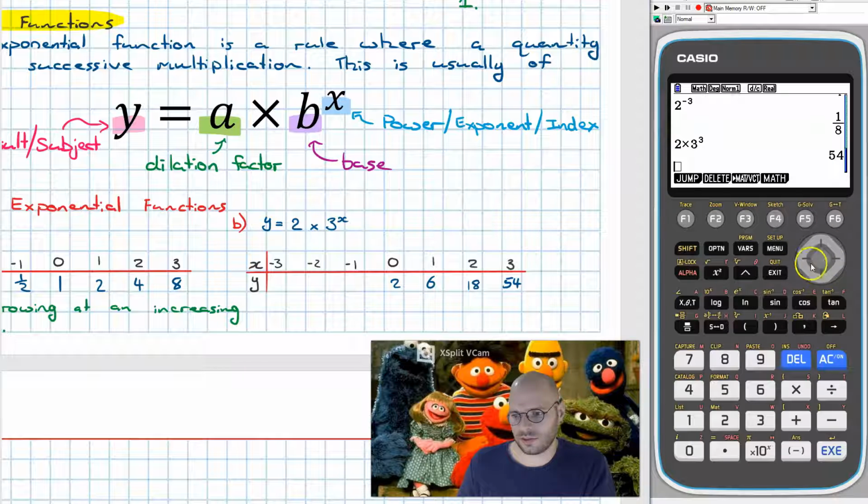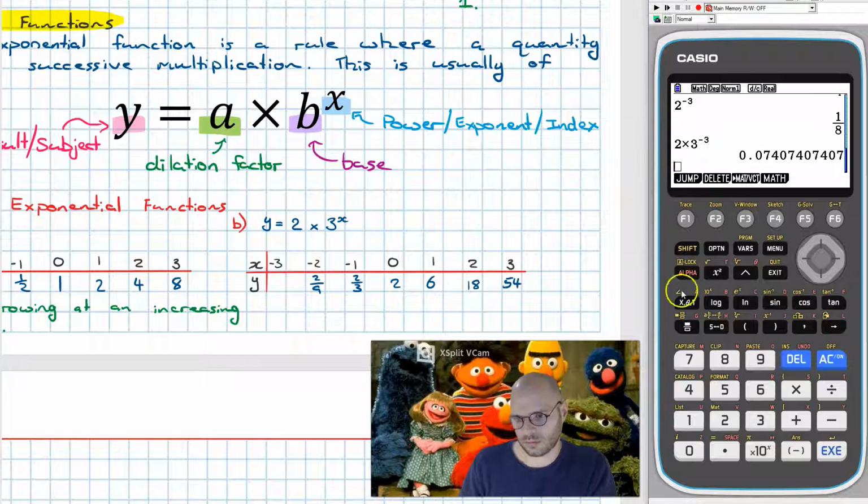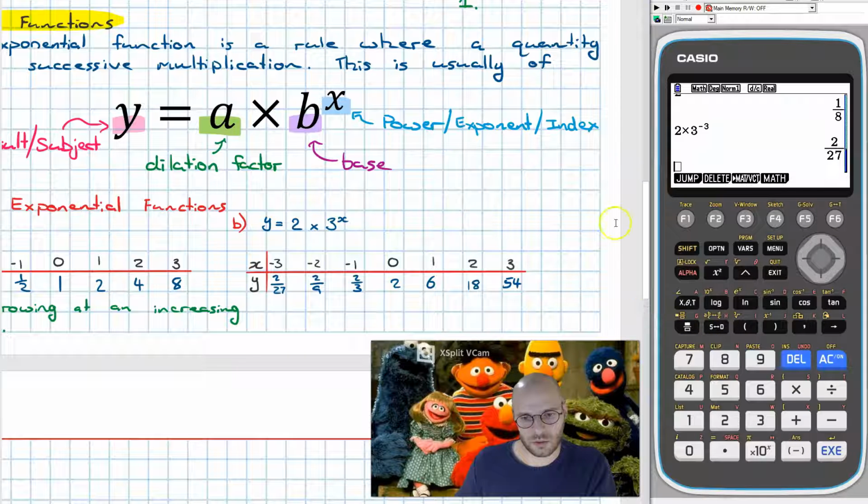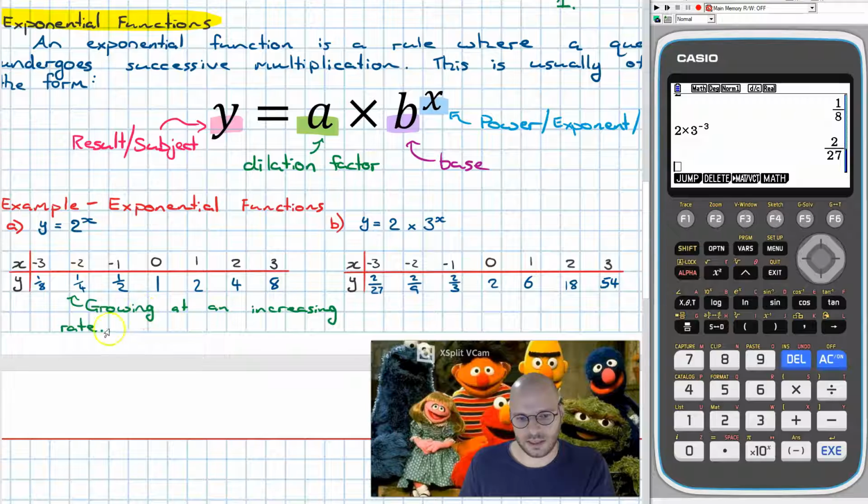Now throwing in the negatives, we have a disgusting looking irrational number, so we'll represent it as a fraction. Another one is 2 on 9, and a really filthy number after that. What you can perhaps see is that the dilation factor is represented at the top of the fraction, and underneath we're getting the exponential, so 3 to the power of something. 3 to the 1 is 3, 3 to the 2 is 9, 3 to the 3 is 27. Once again, this illustrates that we're growing at an increasing rate.